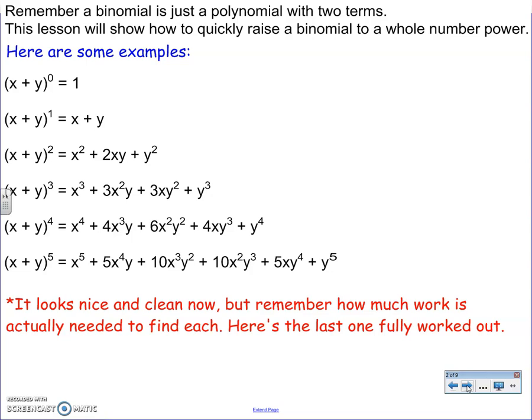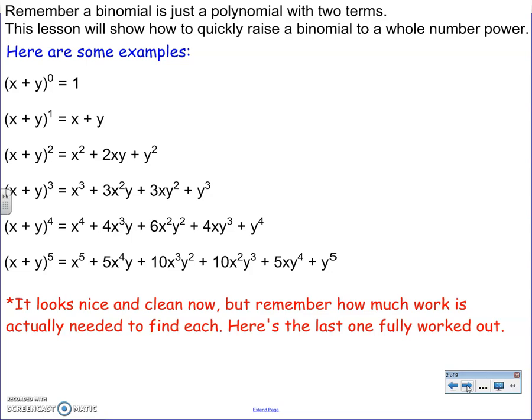Here's 6 examples. The first one is x plus y all raised to 0. Anything raised to the 0 power is 1. Then you have x plus y all to the first power. This is 1 of itself, so this is x plus y. You have x plus y all squared. Well, that's just write it twice, FOIL it and combine terms. You get x squared plus 2xy plus y squared.